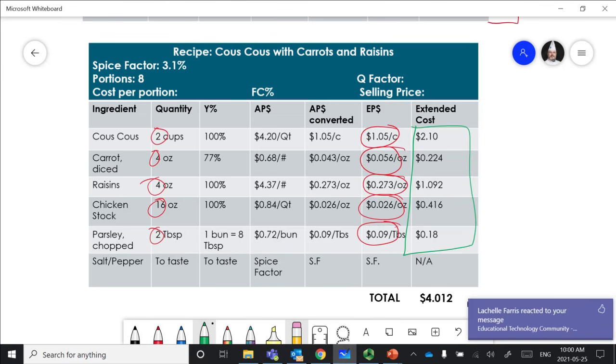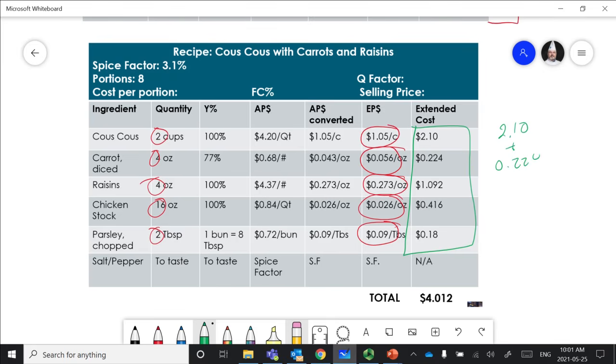All right? So what does that mean? That means the amount of couscous in our recipe cost us $2.10. The amount of carrots in our recipe cost us 22 cents, rounded, right? So our total cost for our recipe is adding all these up. 2.10 plus 0.224 plus 1.092 plus 0.416 plus 0.18 gives us $4.01, right?